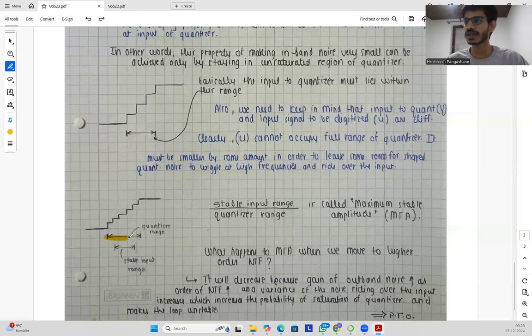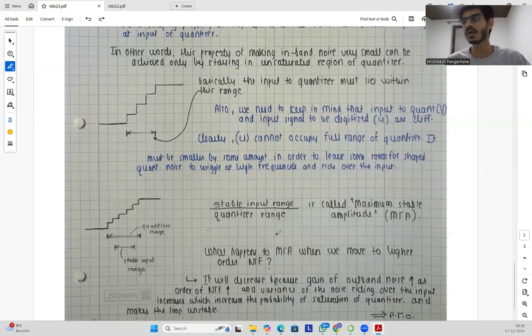So if this is the quantizer range, then this might be the stable input range for U, and the ratio of the stable input range to the quantizer range is called the maximum stable amplitude, or MSA. Then the question is, what happens to MSA when we move to higher and higher order modulators, basically higher order NTFs? Simply, it will decrease, because in-band noise is being shaped to out-of-band, but the gain of the out-of-band noise increases as the order of the NTF increases. Thus the variance of the noise riding over the input, which is seen by the quantizer, increases, which increases the probability of saturation of the quantizer, and in the end it makes the loop unstable.